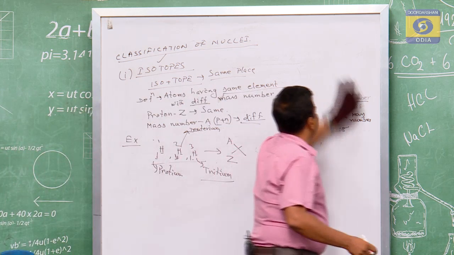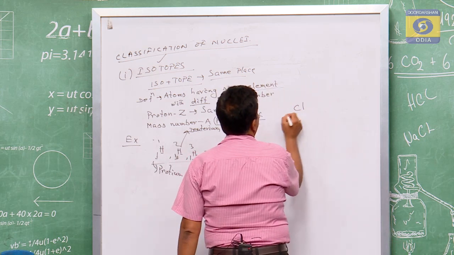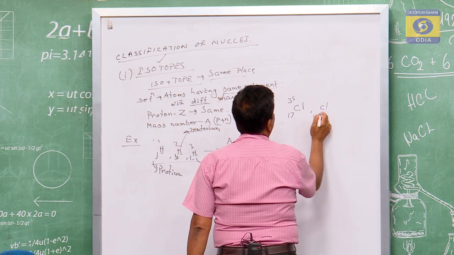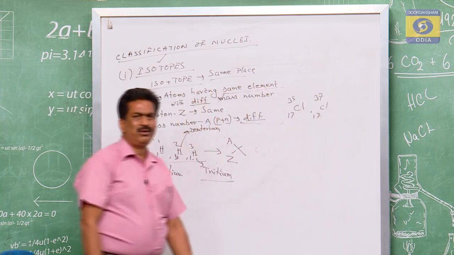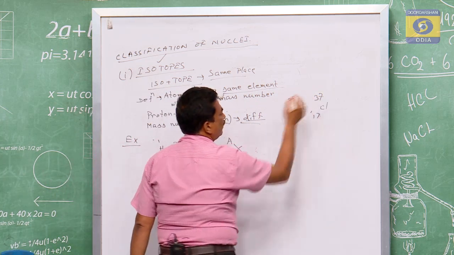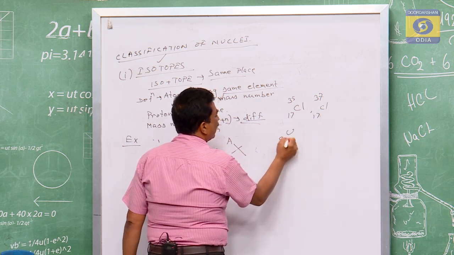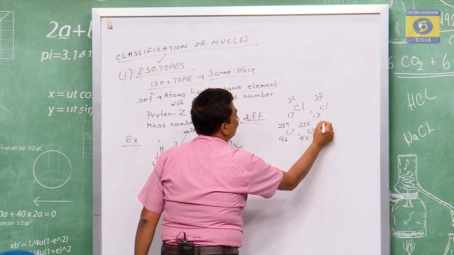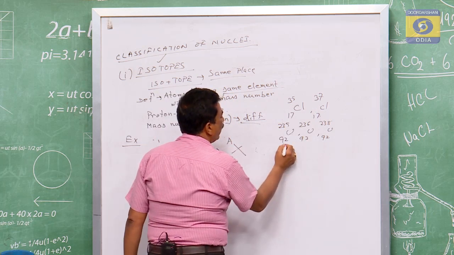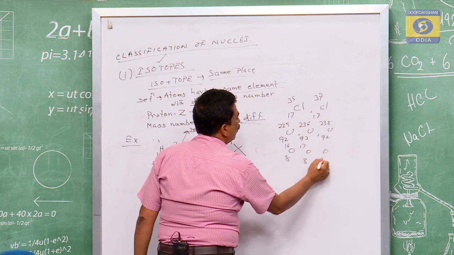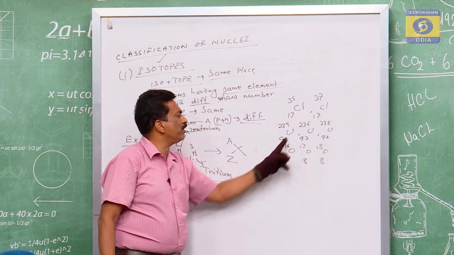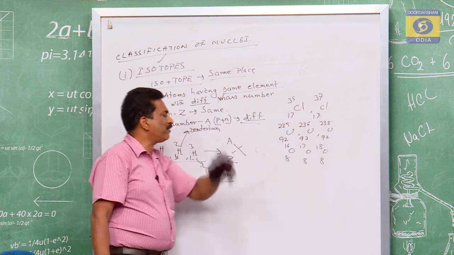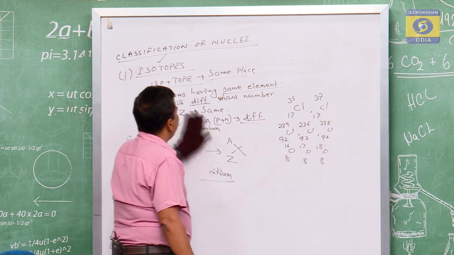Another example is chlorine: 17-35 chlorine and 17-37 chlorine. Similarly, uranium 92-235, uranium 92-236, uranium 92-238. For oxygen, O8-16, O8-17, O8-18. These all have the same number of protons but different mass numbers.